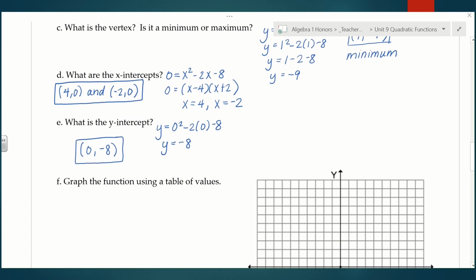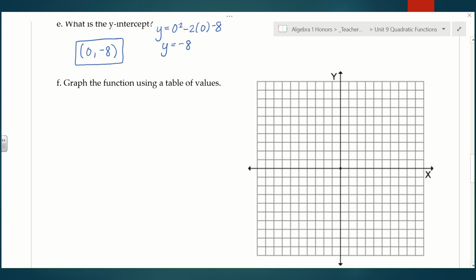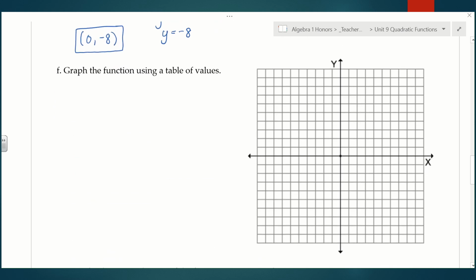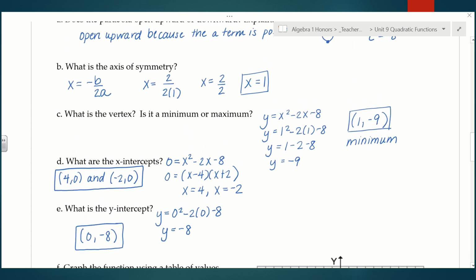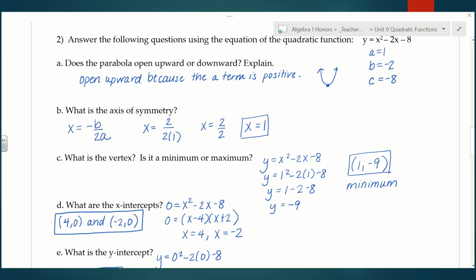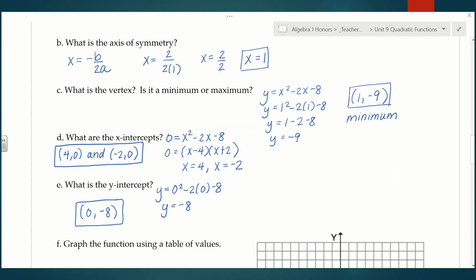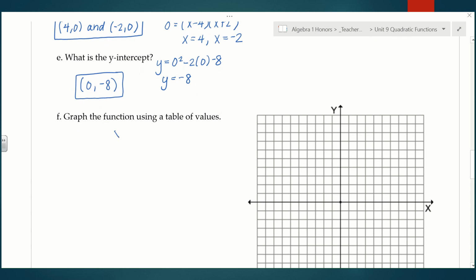Okay, and one of the last things we're going to do here is graph the function using a table of values. So what's pretty crazy is you have a lot of points already just from all the work we've done, but we'll practice putting this in our calculator and getting our table of values. Now remember, one of the most important points on your table is your vertex, your turning point. And so we've already found that to be 1, negative 9. So we're going to make that be the center of our table.